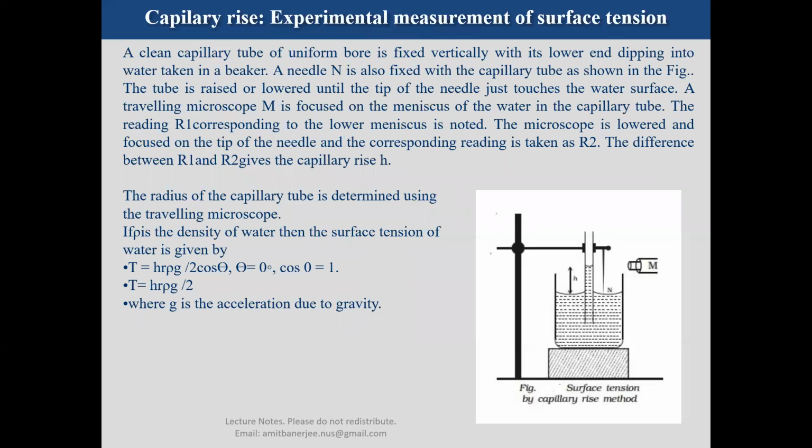The radius of the capillary tube is determined using the traveling microscope. If rho is the density of the water, then the surface tension of the water is given by this equation. g is the acceleration due to gravity.